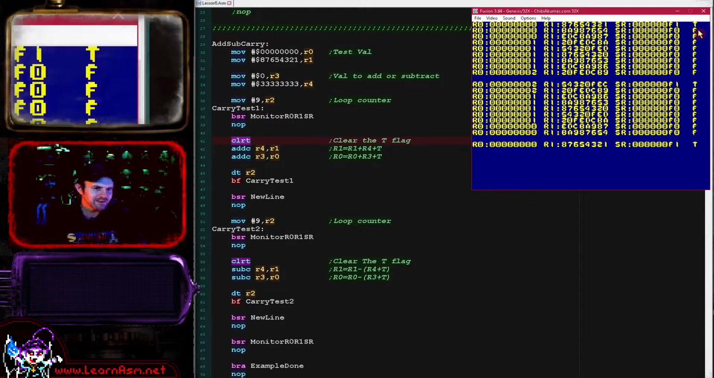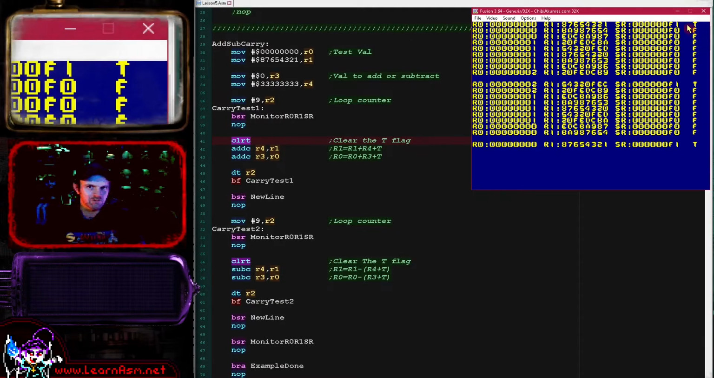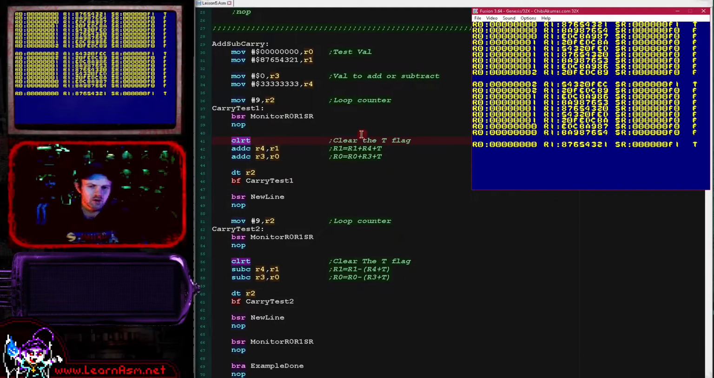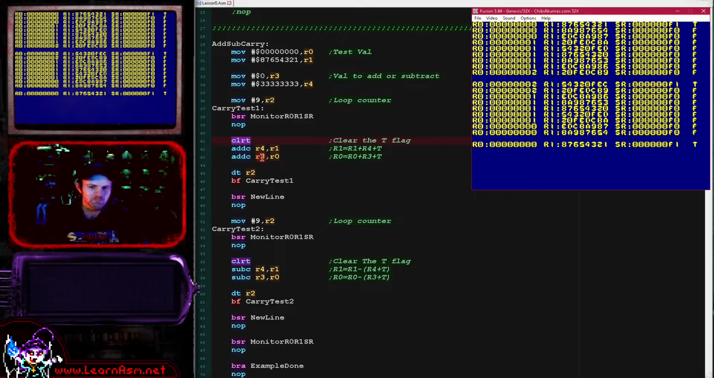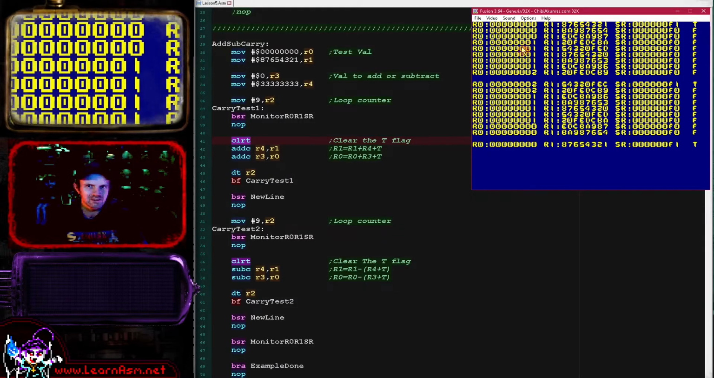Now you can't see the T flag represented here because the T flag is actually being consumed by the command in the middle, so by the time we show our monitor it's too late, it's already gone. But you can see here that the addition has indeed added to the second part.